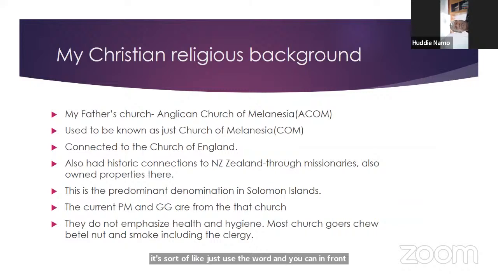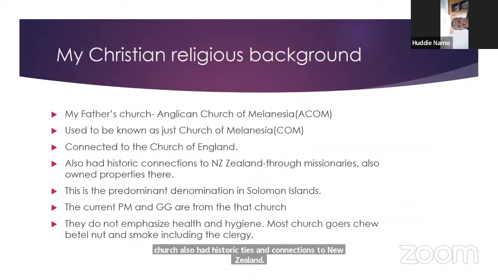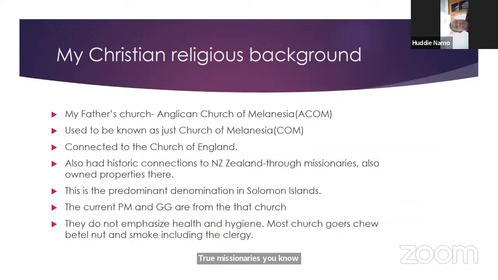I don't know why, but perhaps so that people can make a connection with the mother church, which is Anglican. As I've said, it is connected to the Church of England. The church also had historic ties and connections to New Zealand through missionaries. As a matter of fact, the church owns some properties there. I'm not really sure, I think it's Auckland or somewhere in New Zealand.